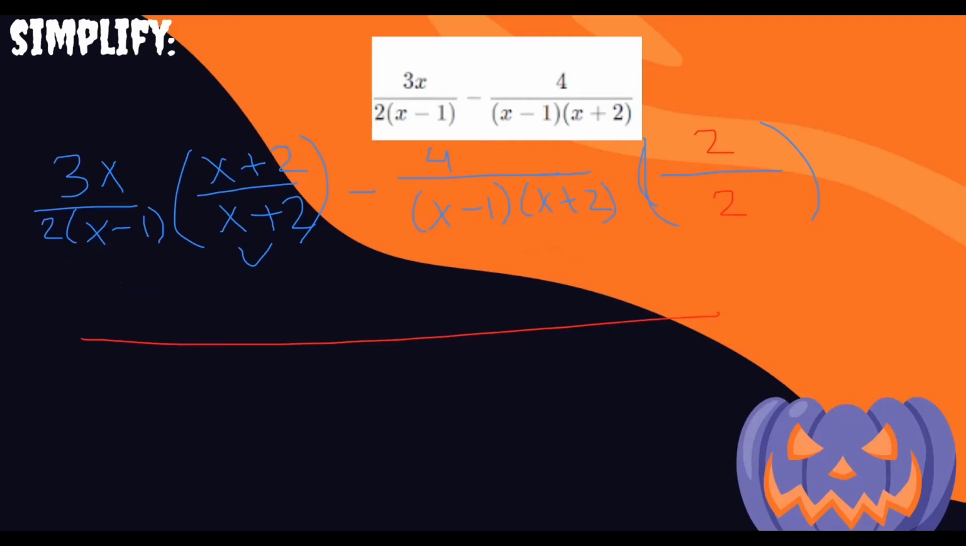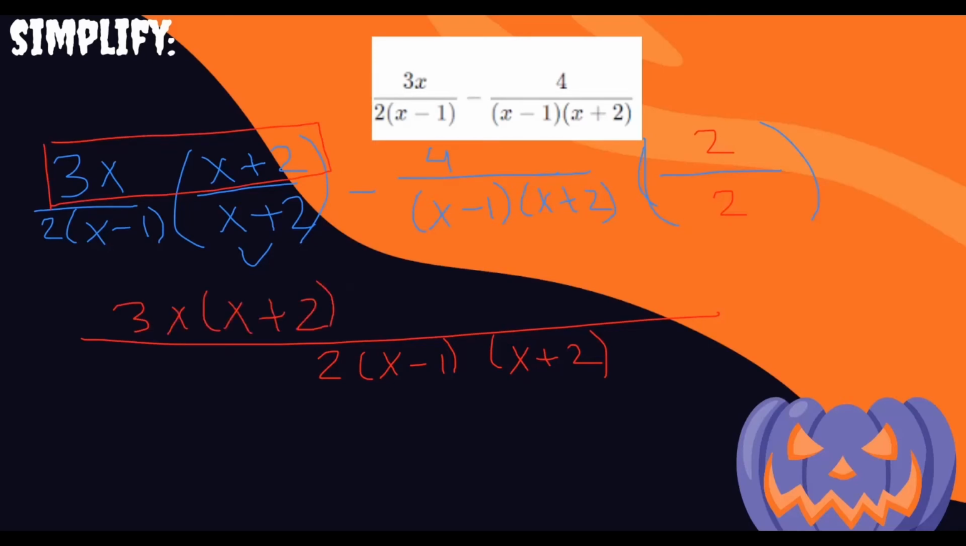So you created two fractions with the same exact denominator, and when you do that, it becomes fancy, right? Now I'm just going to multiply whatever I have in the top: 3x times x plus 2, minus 4 times 2. When you do that, you have to simplify. How do you simplify? Well, you distribute 3x. So 3x times x is 3x squared, and 3x times 2 is plus 6x.